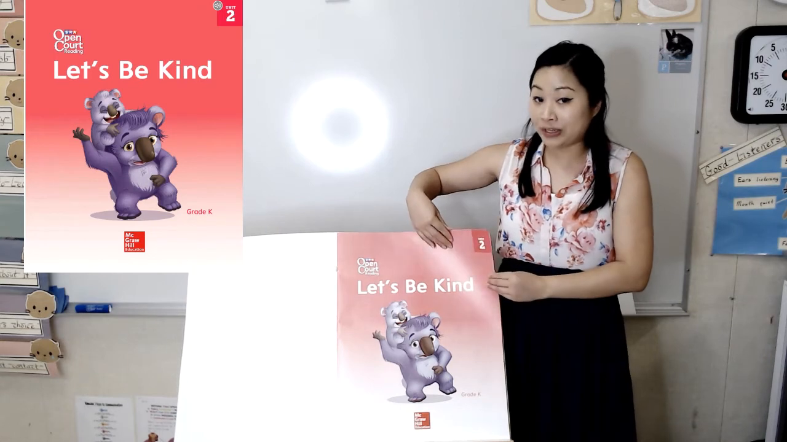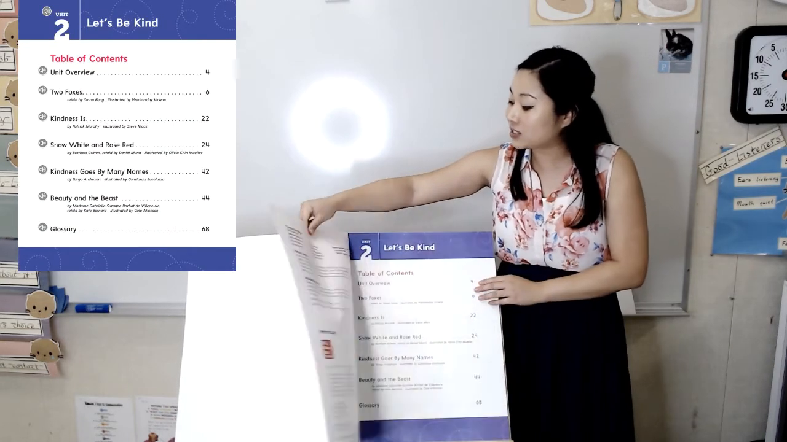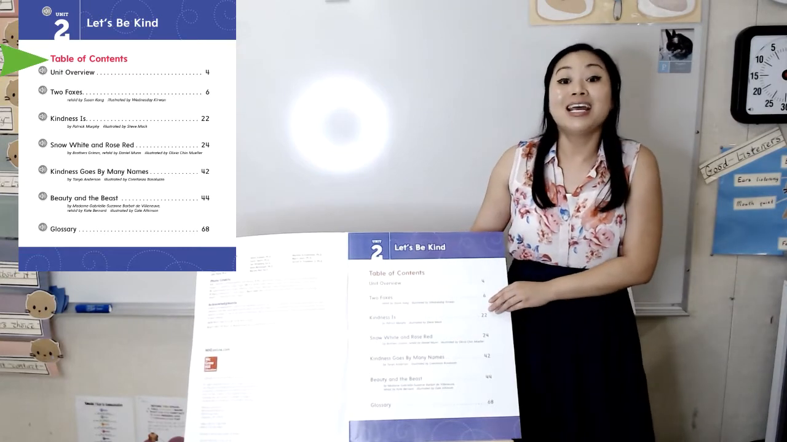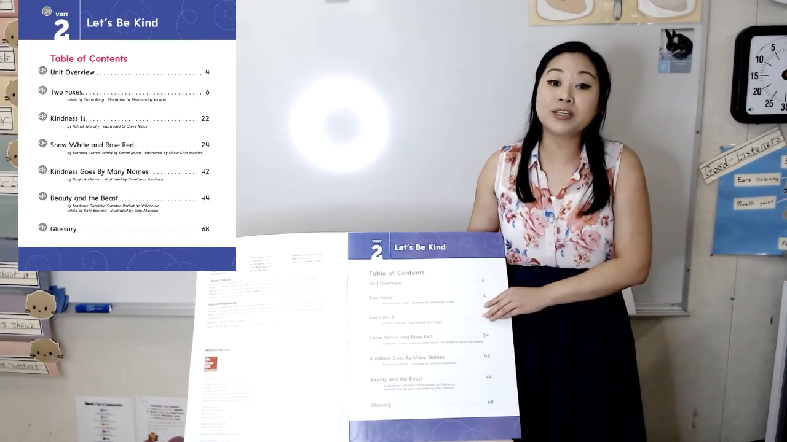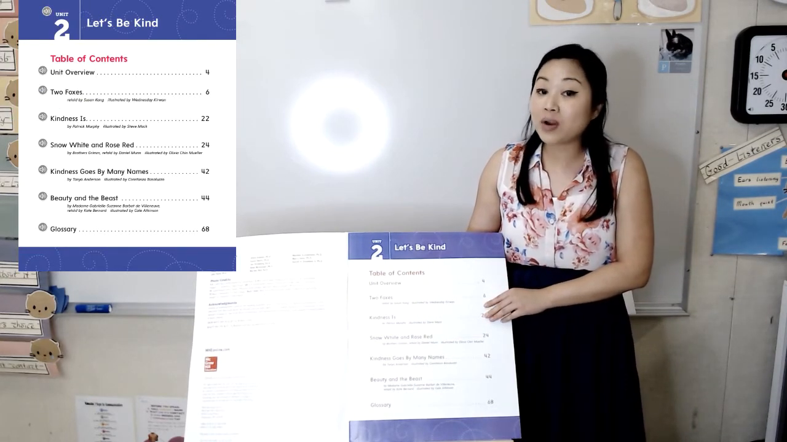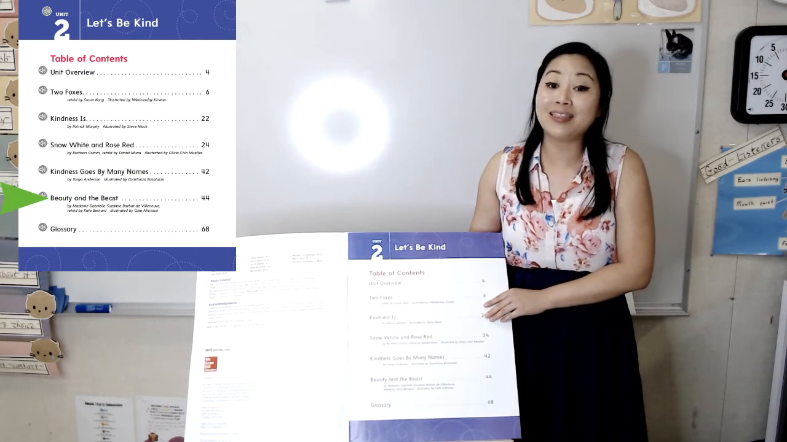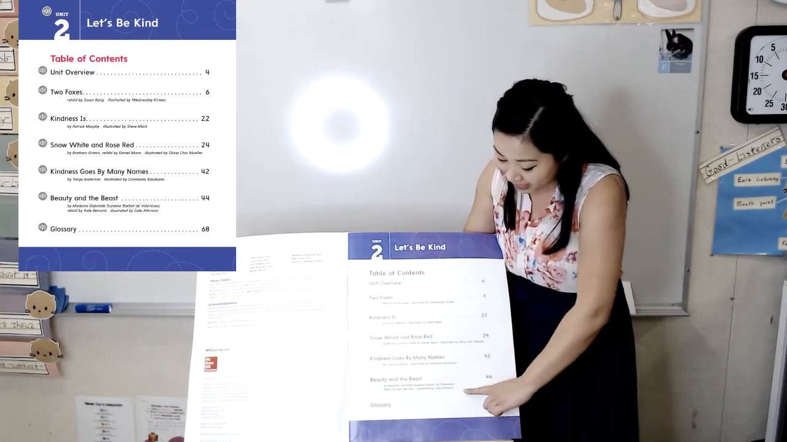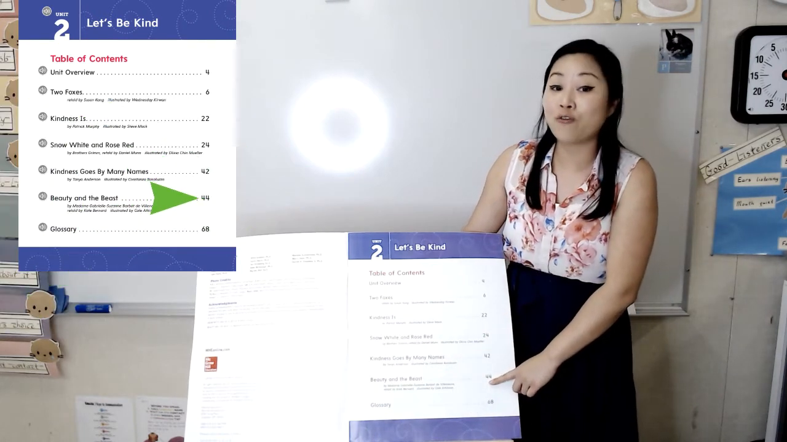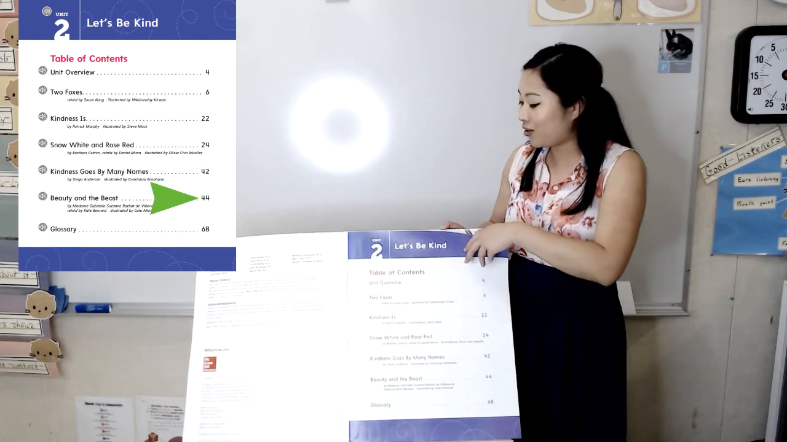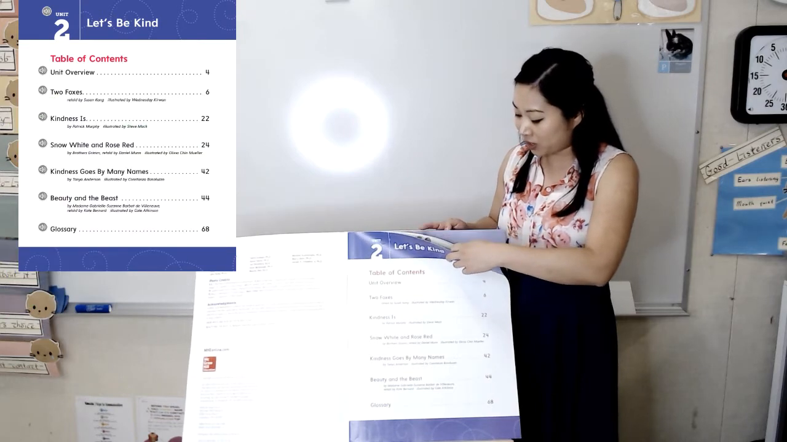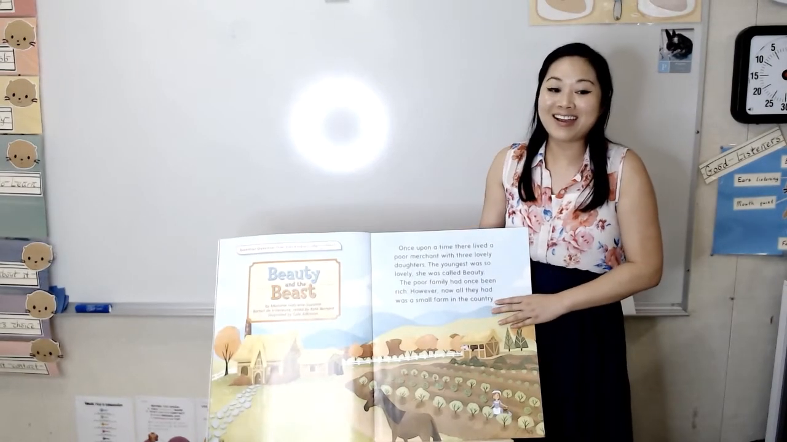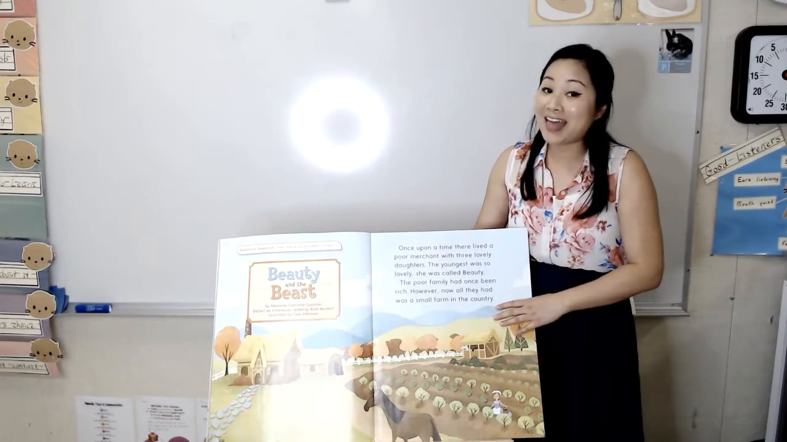And when I turn the page again, I see a special place called the Table of Contents. The Table of Contents tells you where to find things. Our story today is called Beauty and the Beast. And when I move my finger across the page, I see it's on page 44. So I'm going to go ahead and turn to page 44. And there it is, Beauty and the Beast.